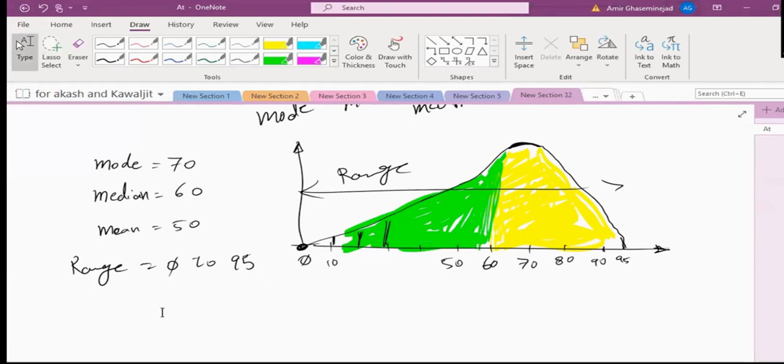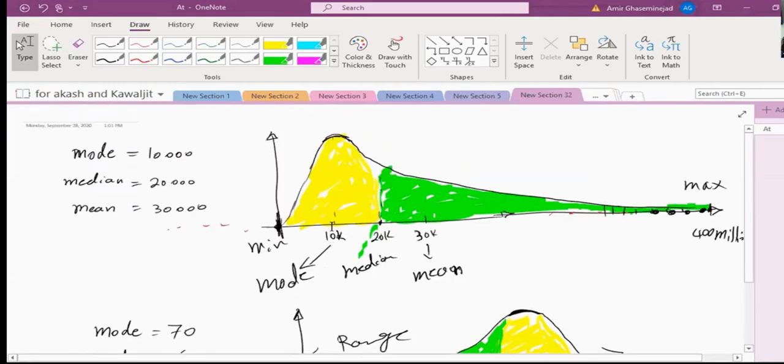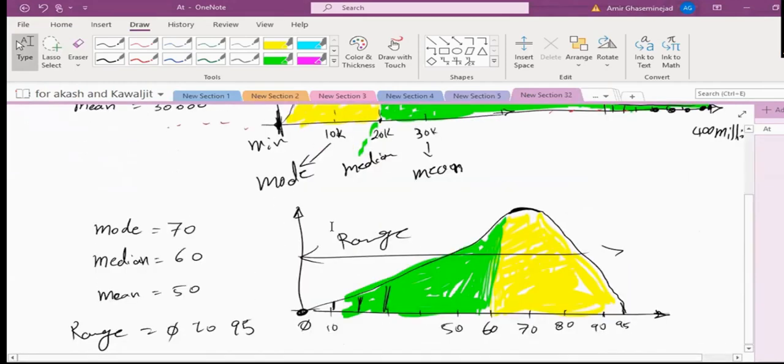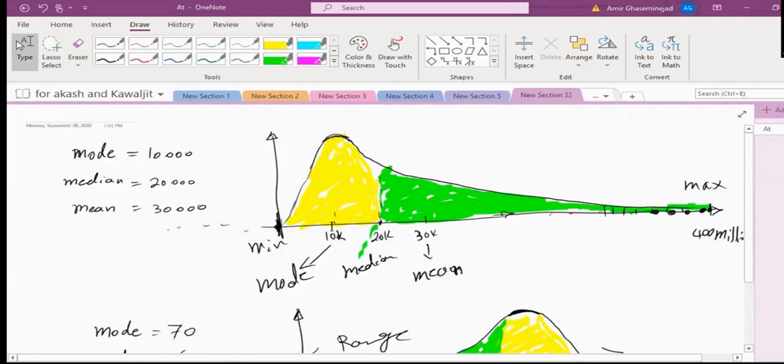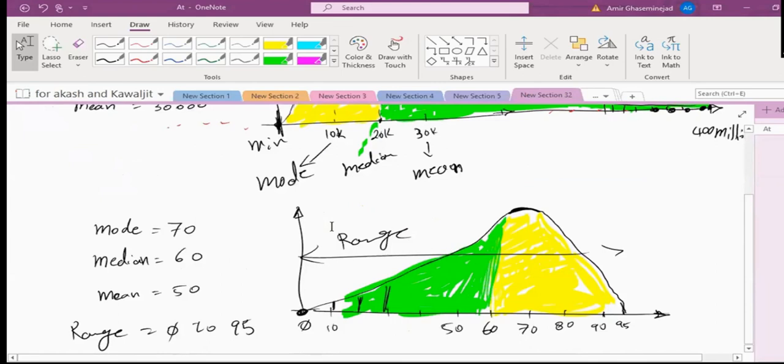Income is skewed to the right, sorry, yeah. And grades is skewed to the left. Income outliers are on the right side. Grades outliers are on the left side. Right. And that's why the mean has been attracted to the left side.